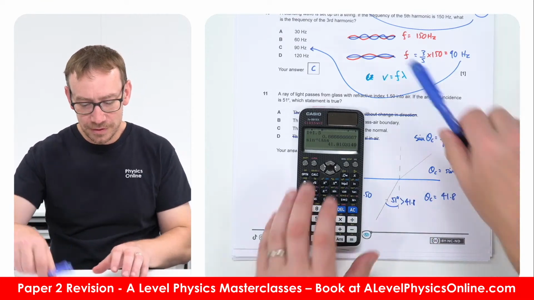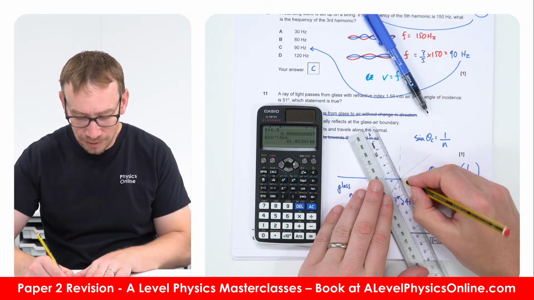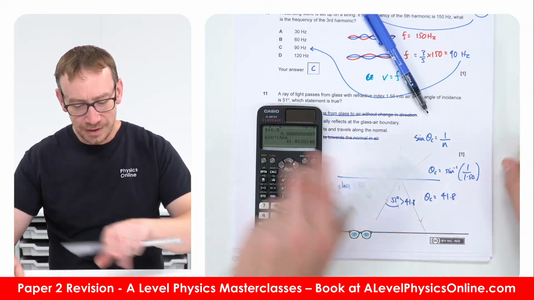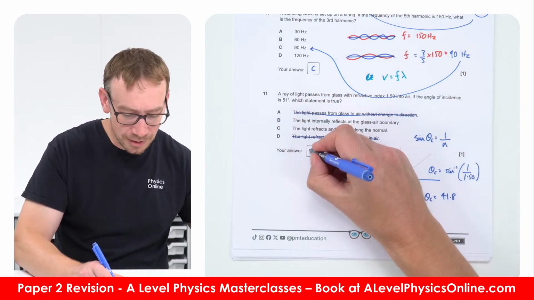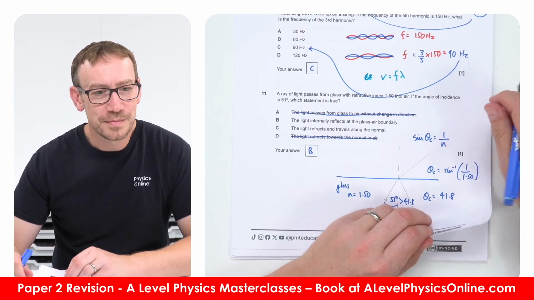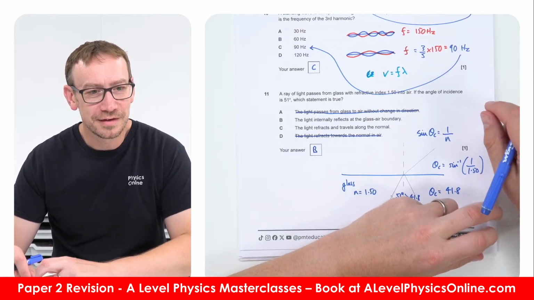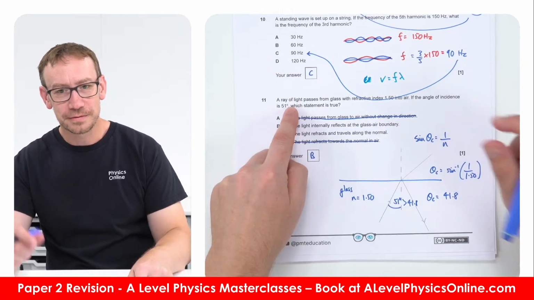Therefore the angle is bigger than the critical angle, and so it's going to be totally internally reflected, so it would come off at an angle like this. So for this then, the light reflects at the glass air boundary, so B is the correct answer. Although I think that was not a great question because of the way it's phrased.